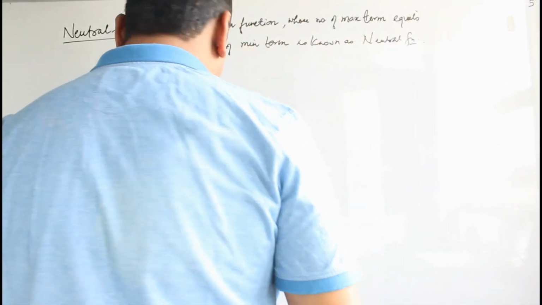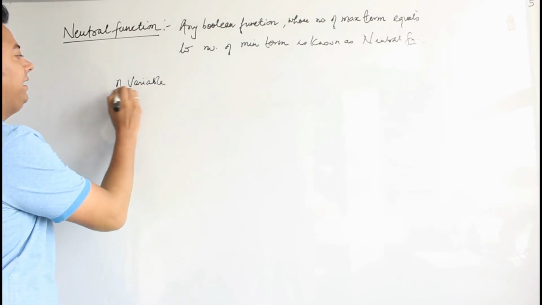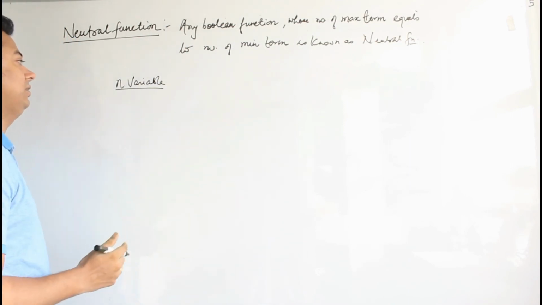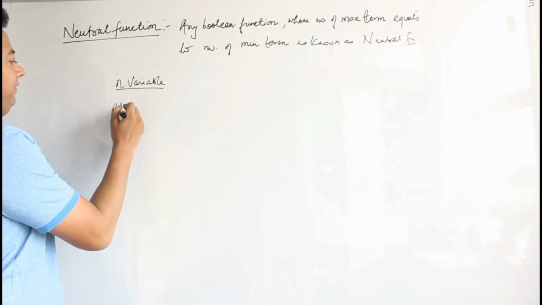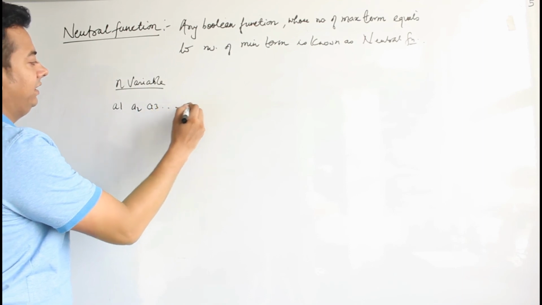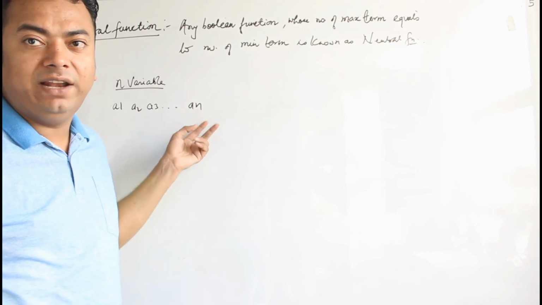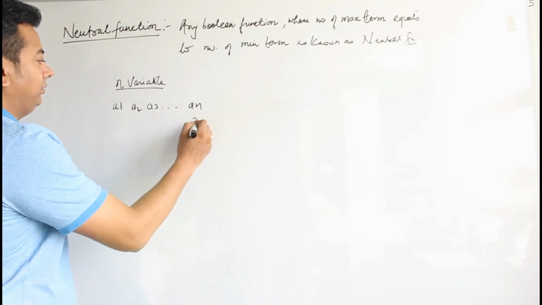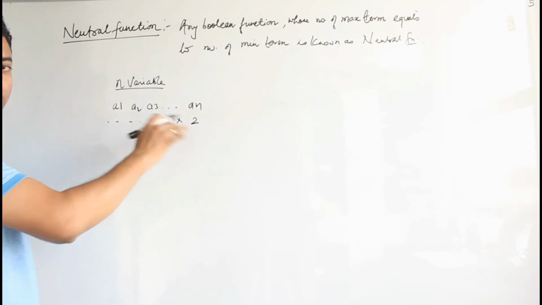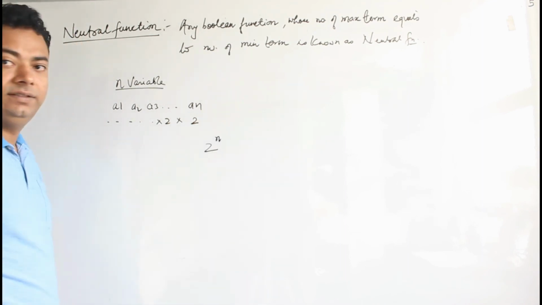Now let's say we have n Boolean variables, right? In n Boolean variables, we know that the total number of rows is how much? Let's say we have Boolean variables a1, a2, a3 till an. So this can attain a maximum of how many values? 2 values. So 2 into 2 into 2 into how many times? n times. So the total number of rows was 2 raised to power n, right?